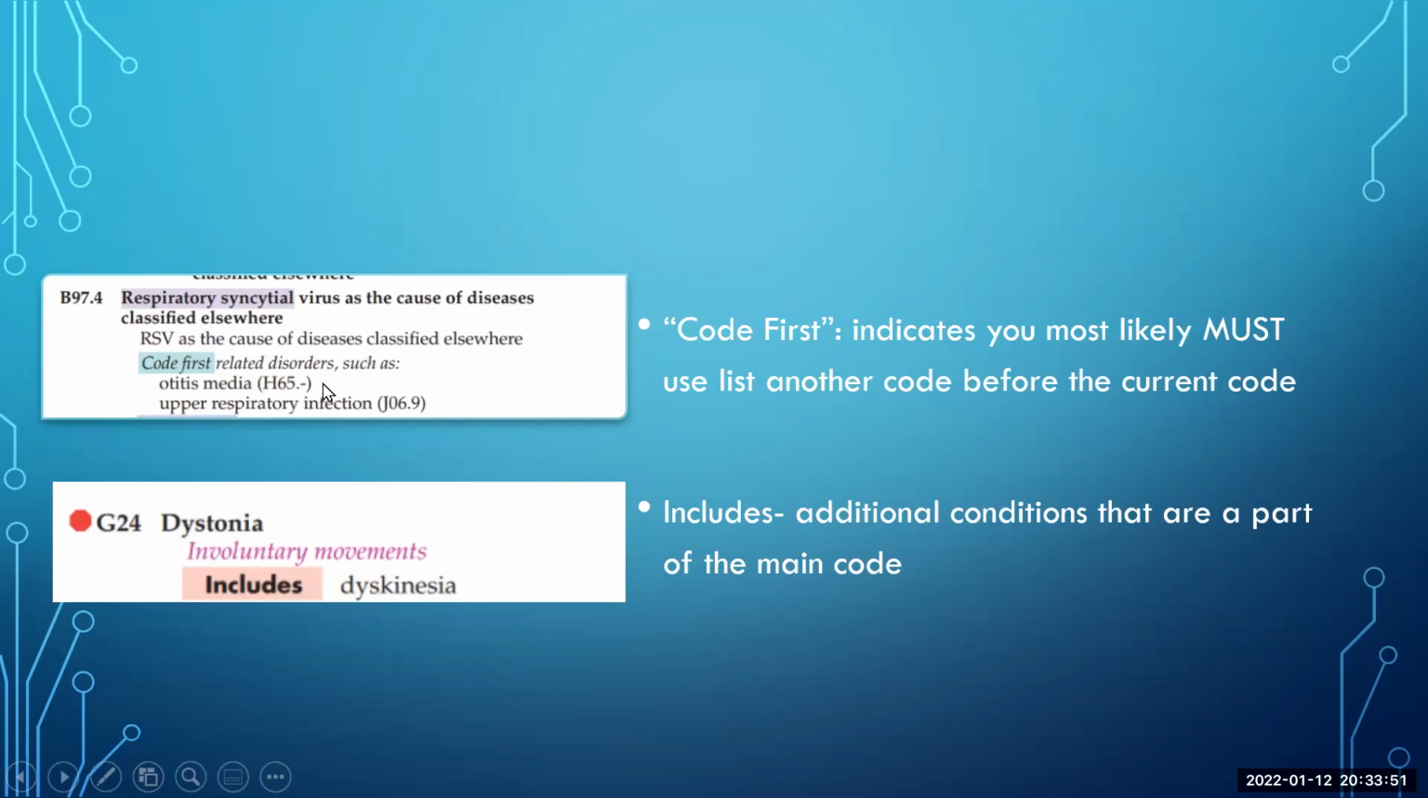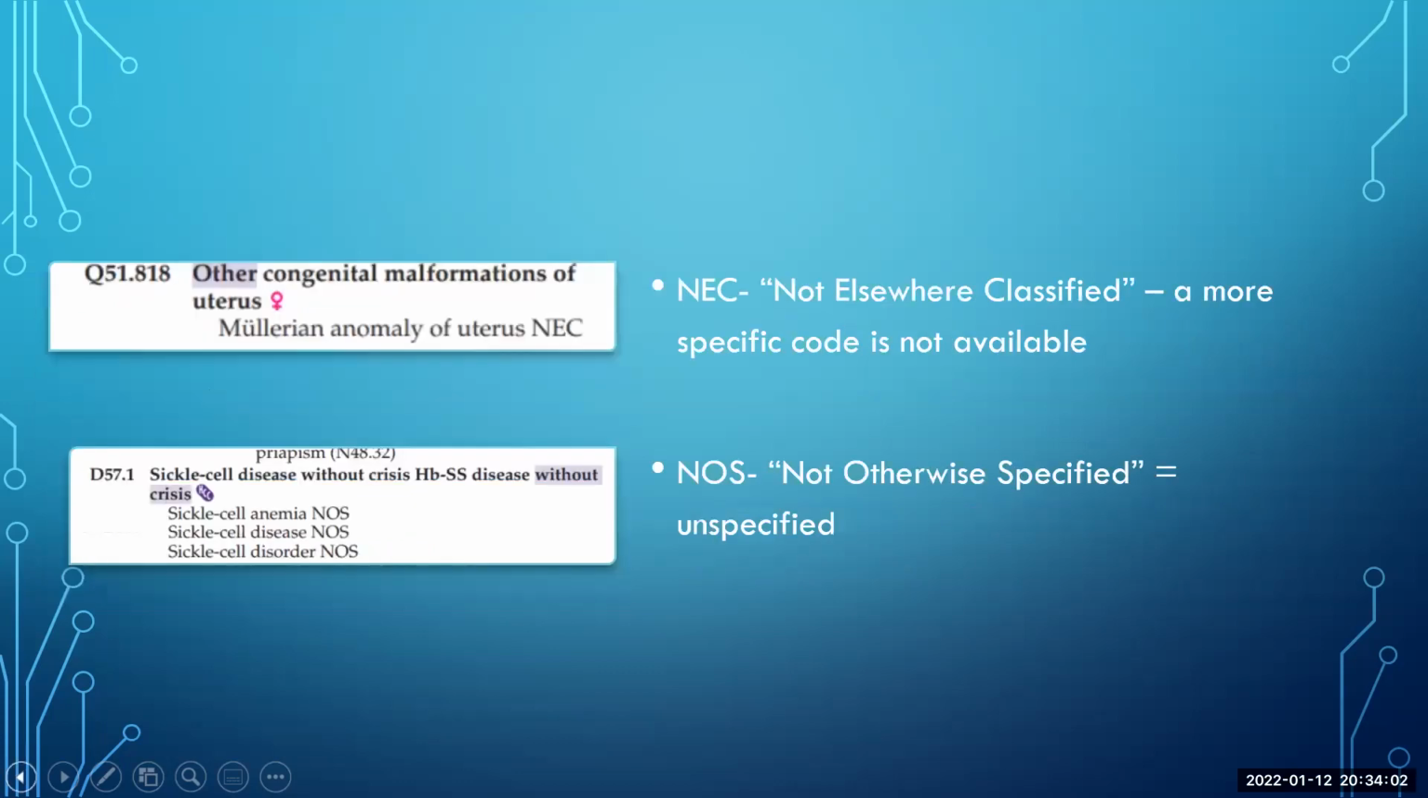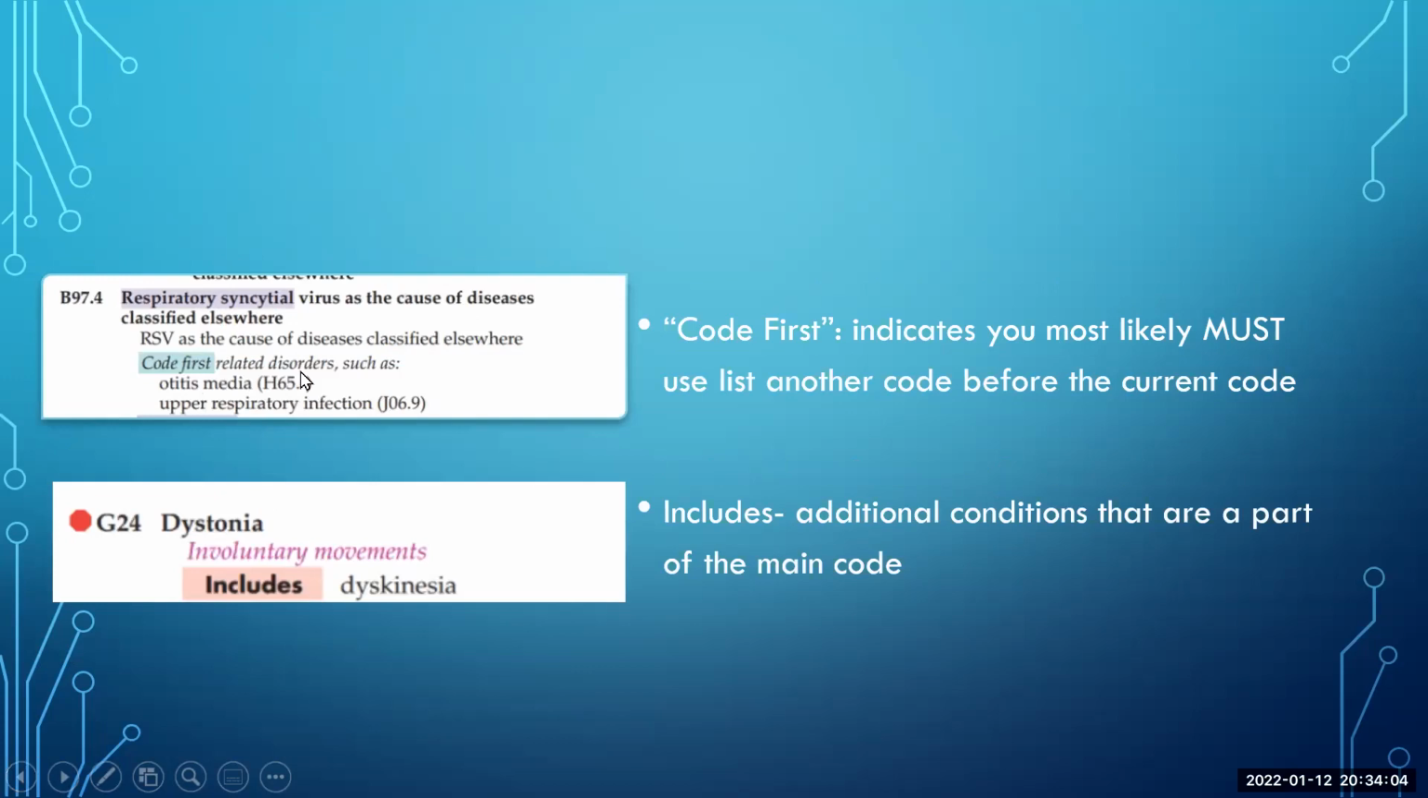So that code first is very literal. You would list these codes before you listed B97.4. And it is giving you good direction there. It's giving you good direction to other codes that are likely related. So if you know that this condition is the cause of the upper respiratory infection, you would list the upper respiratory infection first and then B97.4.